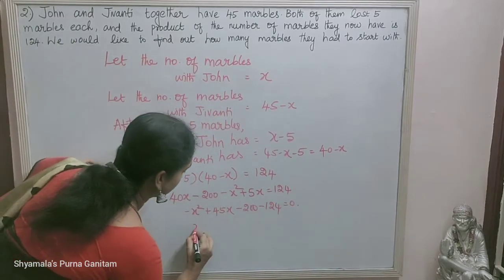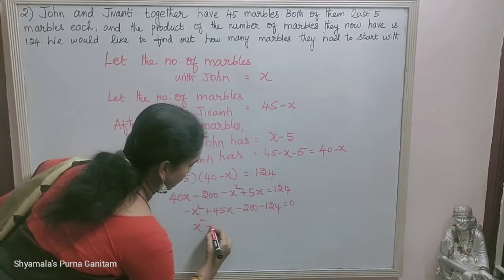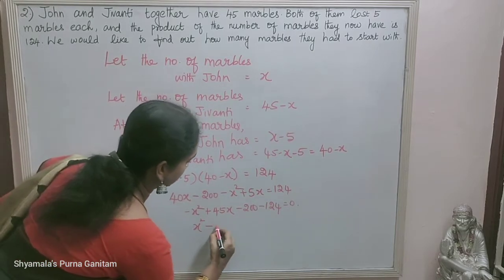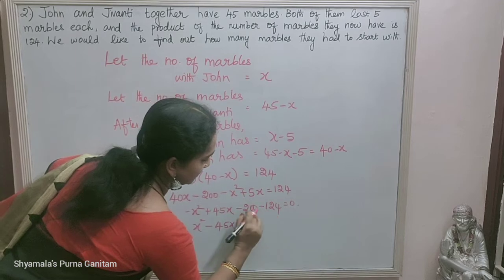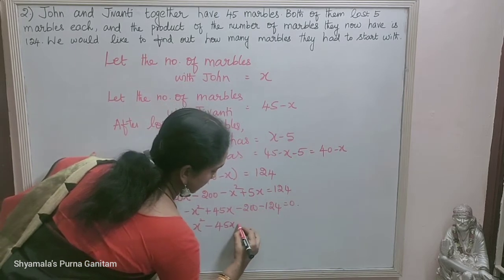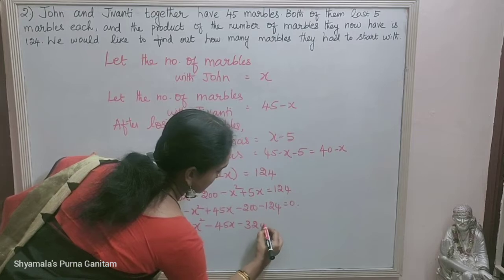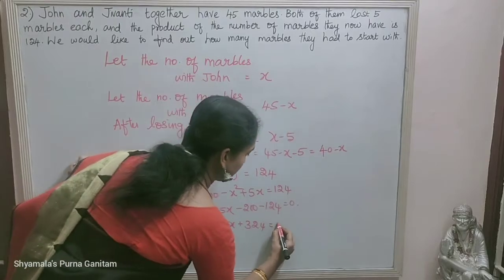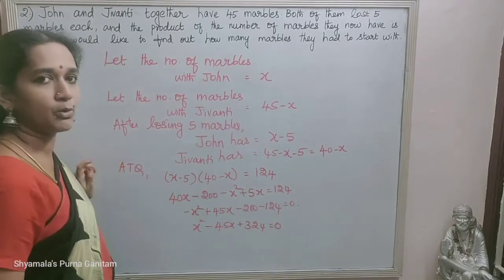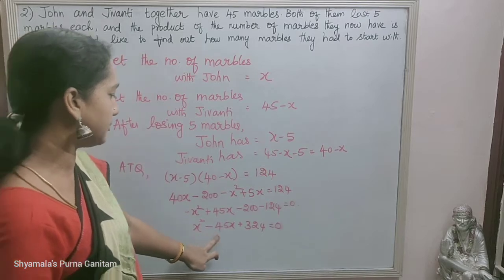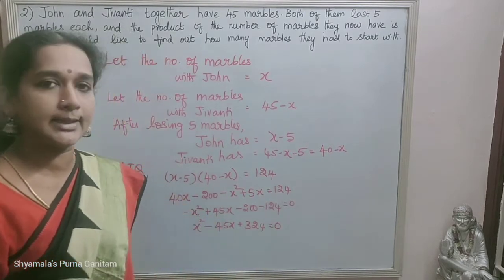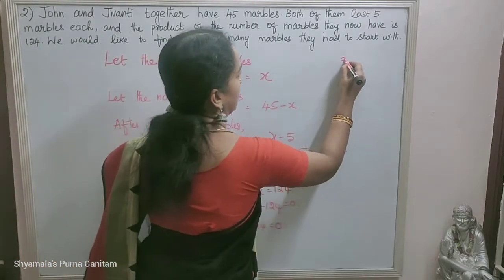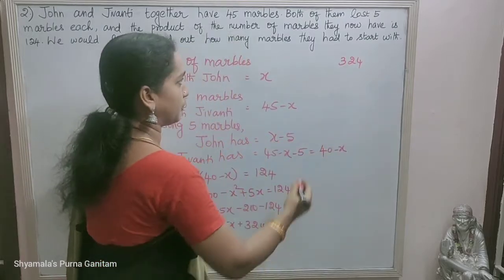So this one we will convert to standard form. I am multiplying throughout by a negative sign. So x squared minus 45x, and when I simplify the constants, I will get minus 324. Since I am multiplying by a minus sign, I will get plus 324, is equal to 0. So now this is the standard form of the quadratic equation, that is x squared minus 45x plus 324 is equal to 0. So using the splitting the middle terms method, I have to find two numbers which, when I multiply, give 324.